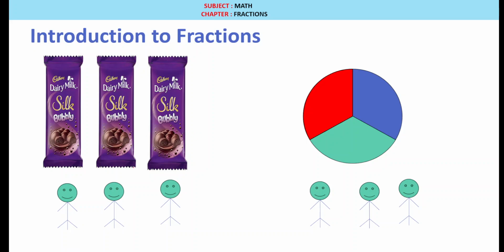So here each person is going to get 1 chocolate. This is a normal natural number. But here each is going to get 1/3 of the portion, 1 divided by 3. The second person will get 1/3 of the portion and the third person will get 1/3 of the portion. This is called a fraction.